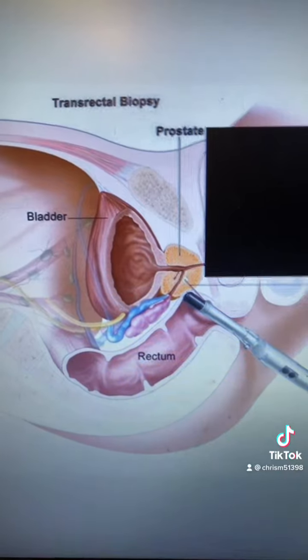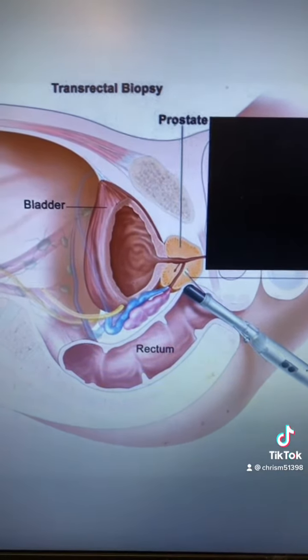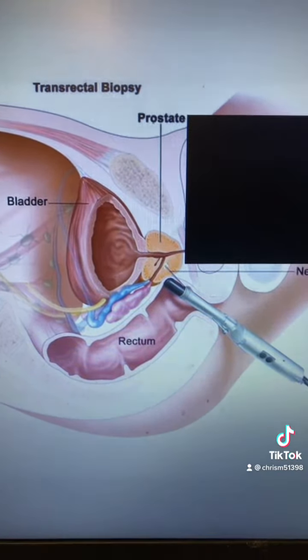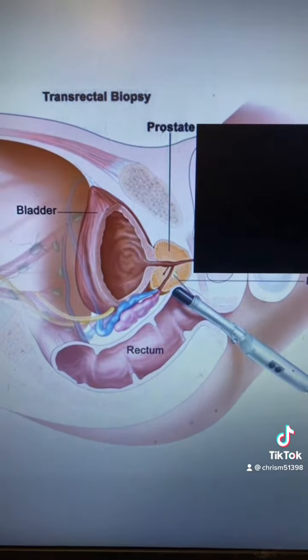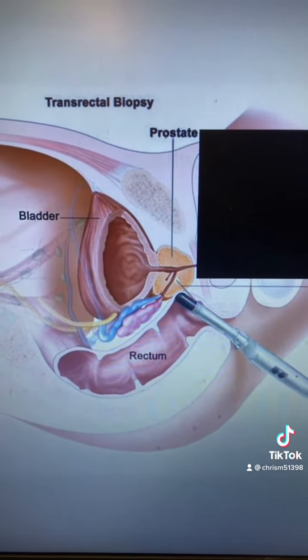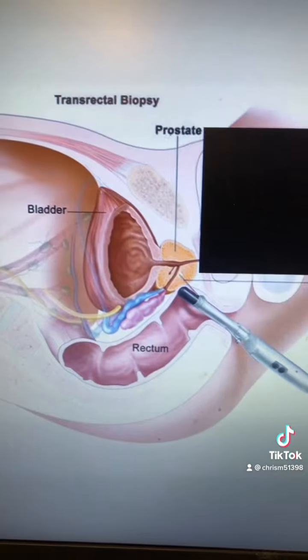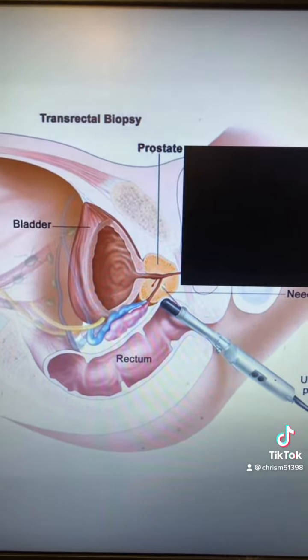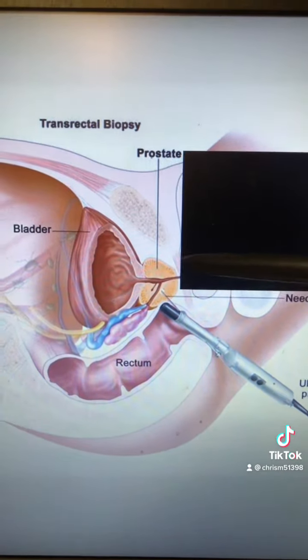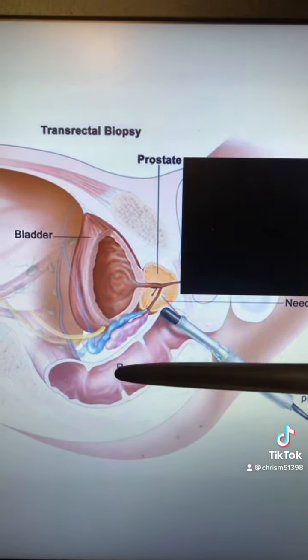body. When you're trying to diagnose prostate cancer, one of the things that you want to do is biopsy the prostate. A biopsy is when you take a small sample of something so that you can examine it closely under a microscope and look for any abnormalities. Here we're looking at a cross-section that shows us the inside of a person. Here we see the bladder, this is the prostate down here, and back here is the rectum.